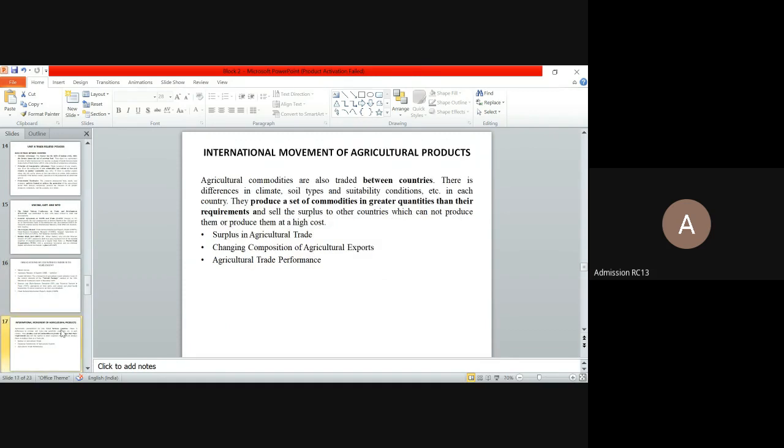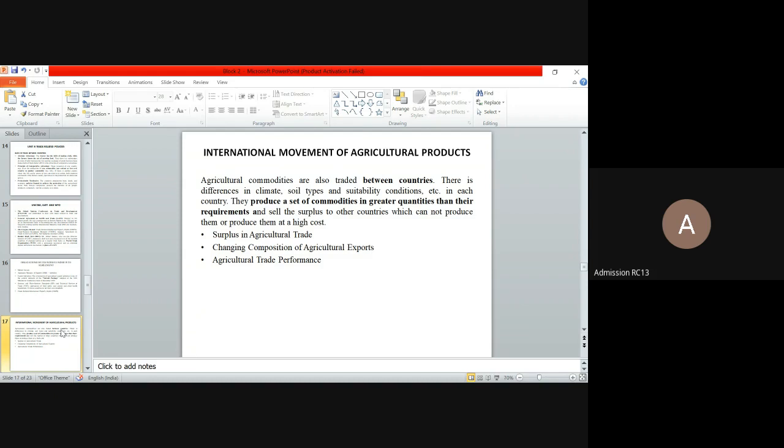International movement of agricultural products was also one of the things where agricultural products started moving from one country to another, because each country benefits from its own climate, its own soil type, and its own suitable working environment. They started taking advantage, as we have discussed with comparative advantage. They started producing different products, and exporting and importing these things. That's where the international movement of agricultural products started.